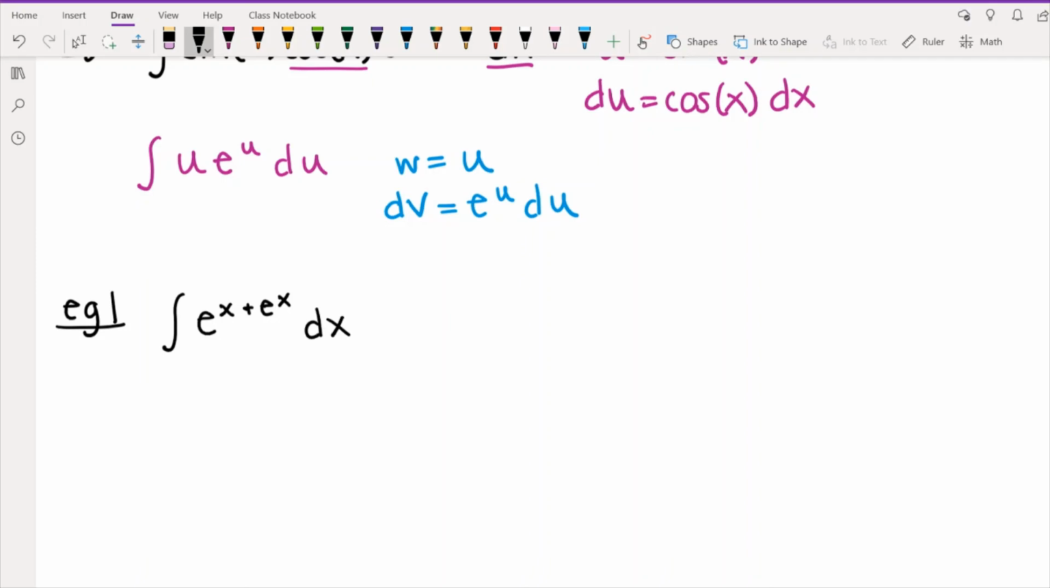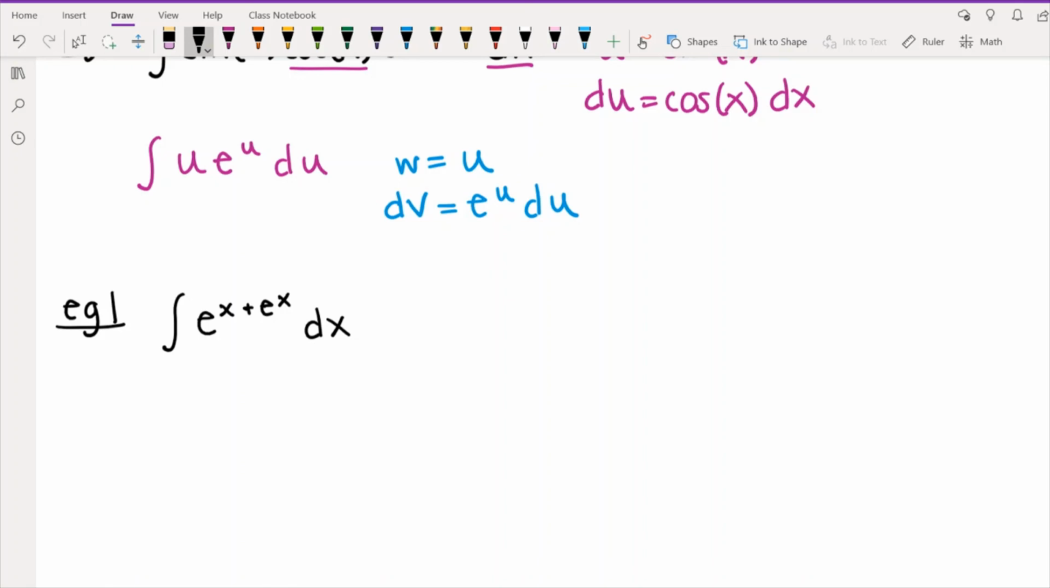So what would we want to do on this one? I mean, nothing really jumps out, right? You might think of substituting out x plus e to the x, but if you let u equal x plus e to the x, then du would be 1 plus e to the x, and you don't really see anywhere for that to cancel out.